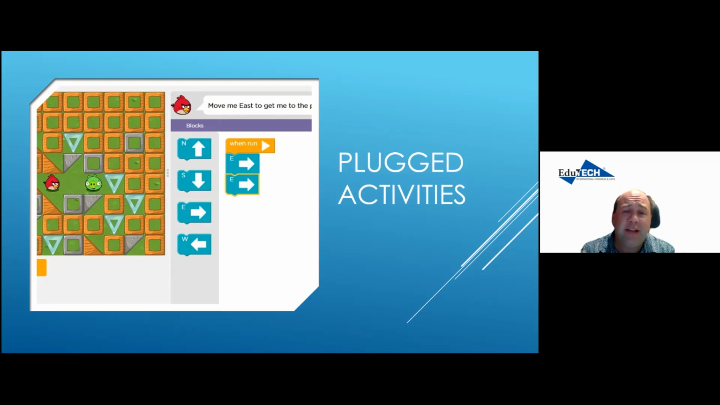Unplugged activities is using the same concept, but not using a computer. So actually devising some coding to move around. It could be moving your friend around space, and it fits beautifully in with position in the mathematics syllabus.